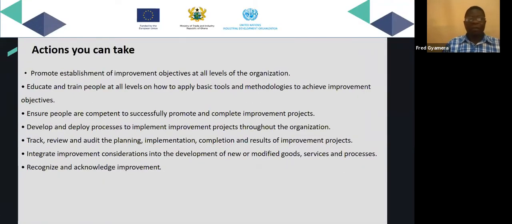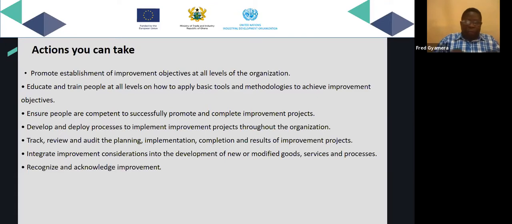What are some of the actions to take? Promote the establishment of improvement objectives at all levels. Educate and train your staff at all levels. Apply the basic tools and methodologies to achieve improvement objectives. Ensure people are competent to successfully promote and complete improvement projects.